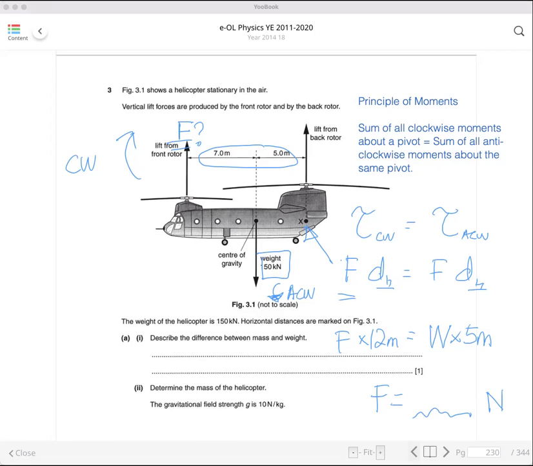Wei Kwan, incorrect. How do you get 21,000? Let me just continue here. The weight in this case is 50,000 times 5. So your F is times 12. So what's your F? Can you calculate again?